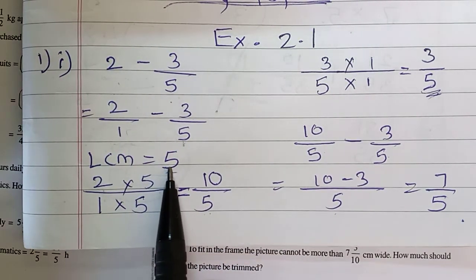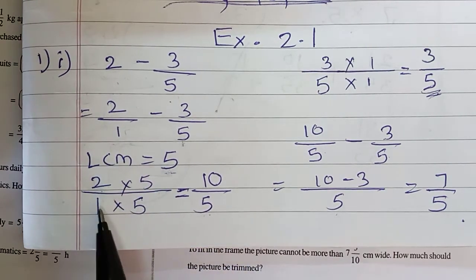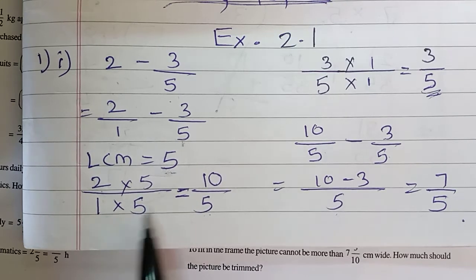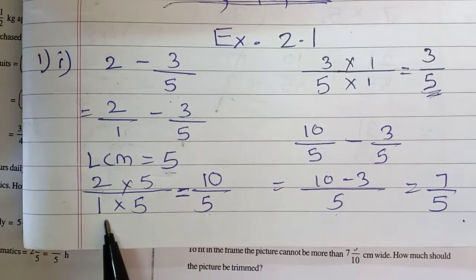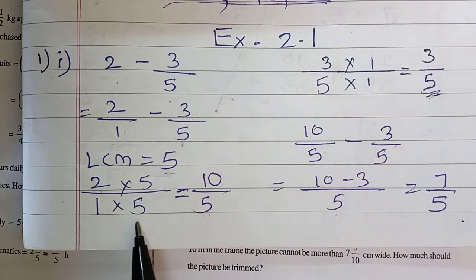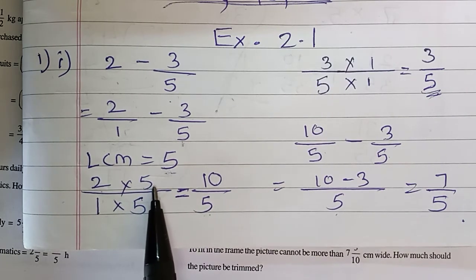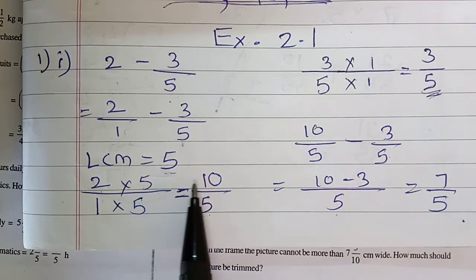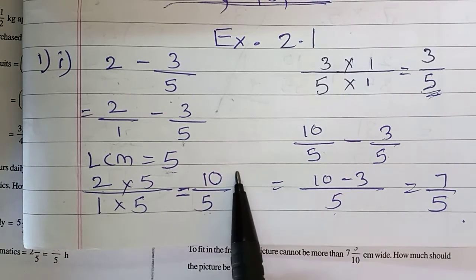Now let's make the denominator same. My first fraction is 2 upon 1. So I have written 2 upon 1. We should get the denominator as 5. So 1 multiplied by 5, we get the answer 5. Since we have multiplied the denominator by 5, we have to multiply the numerator also by 5. Then only it will remain equivalent. So 2 into 5 is 10. So I got my first number, 10 upon 5.